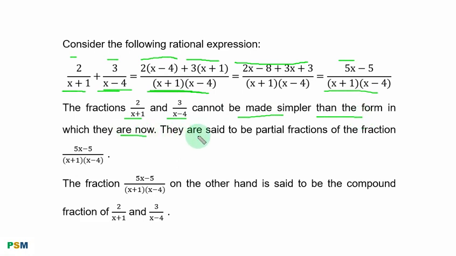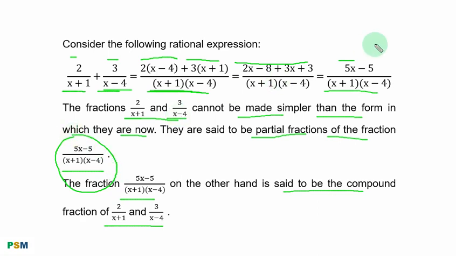That is true. They are said to be partial fractions of the fraction this. The fraction this, on the other hand, is said to be the compound fraction of the partial fractions. Why we call these fractions partial fractions? The result obtained when they are simplified is called compound fraction.